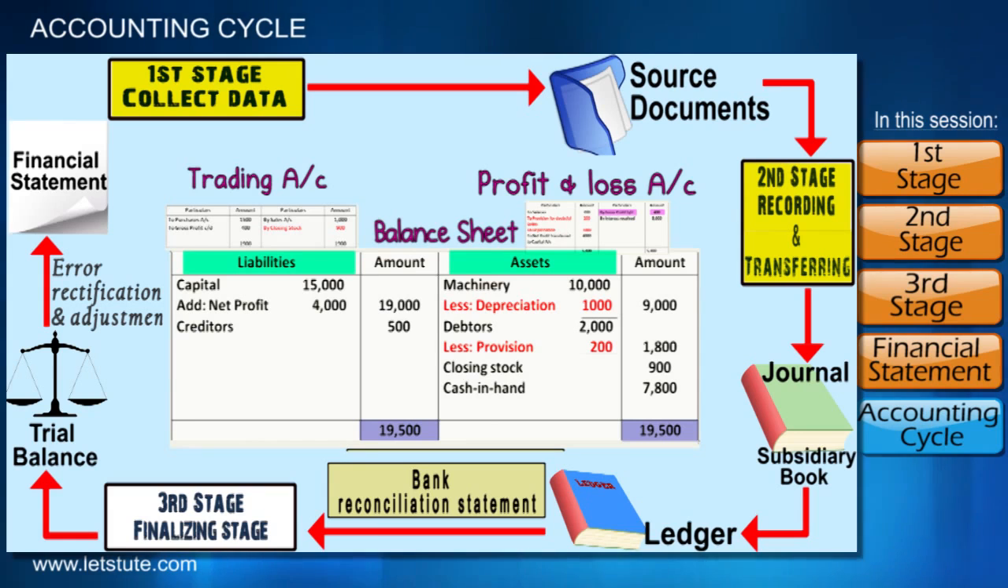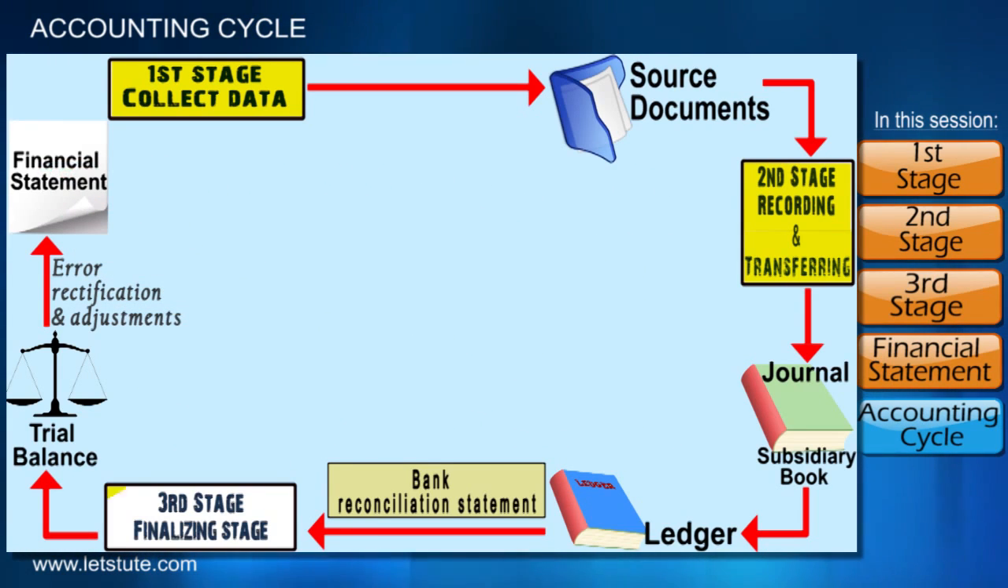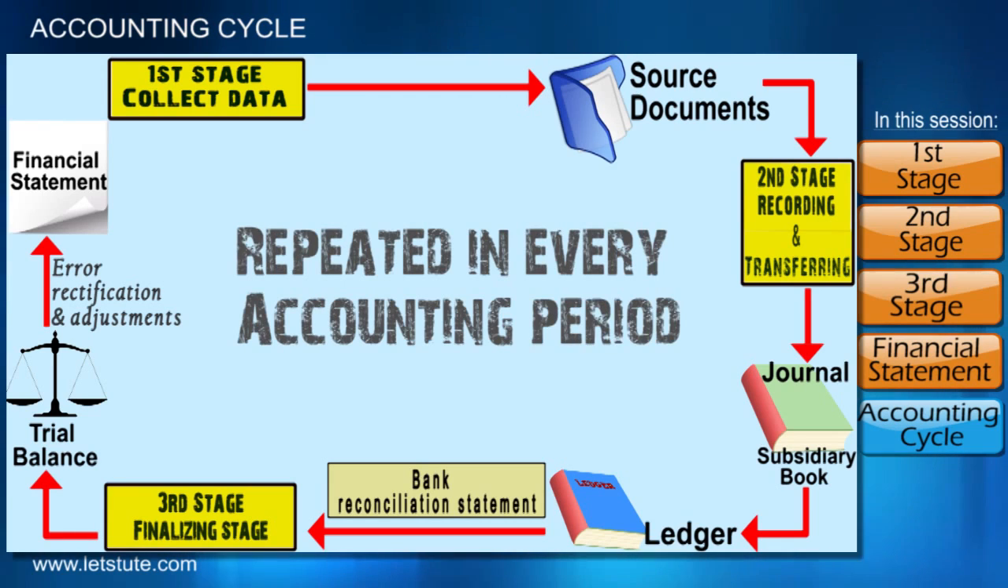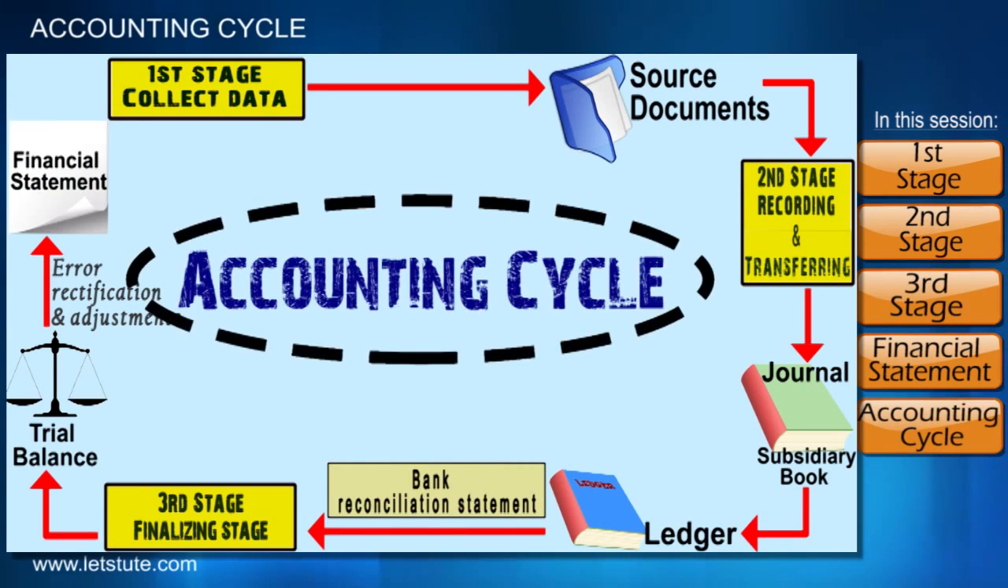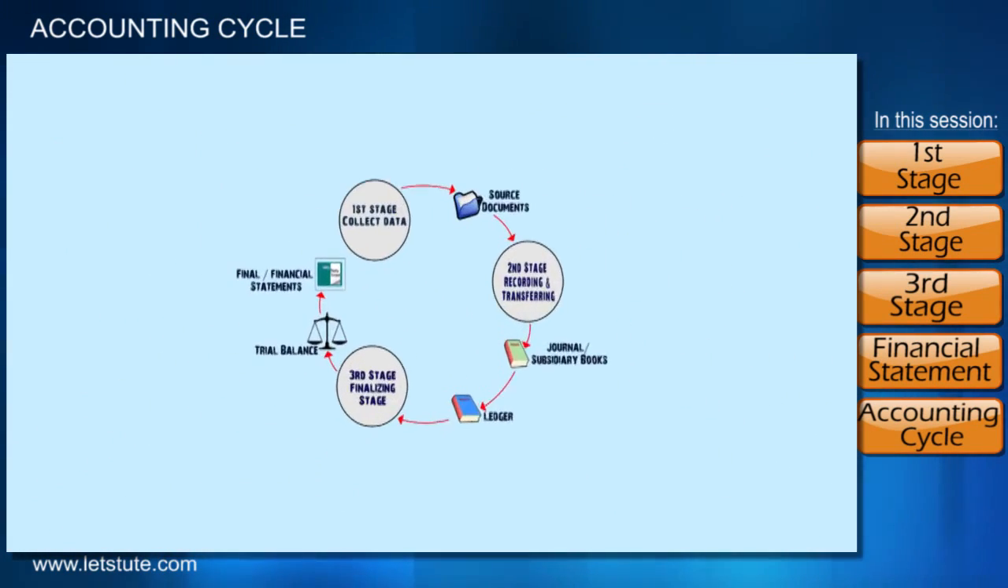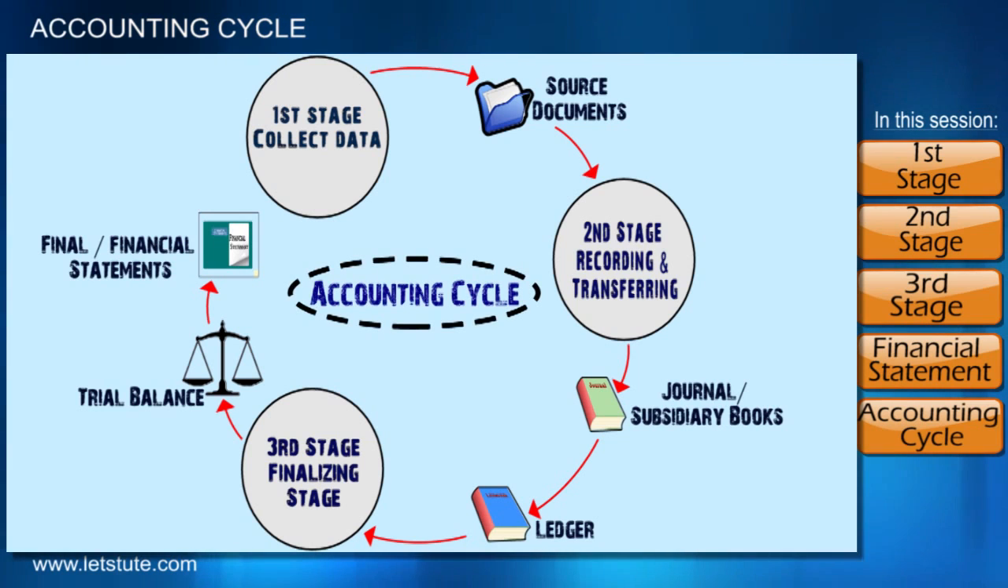So with this, we complete our process of preparing final statements. The whole process which we have followed, that is from the source documents to the balance sheet, is continued from start to end in each accounting period, and hence we call it the accounting cycle. My friend Peter has already made his notes on this, and the process seems to be clearer now. Hope this was easy to understand.